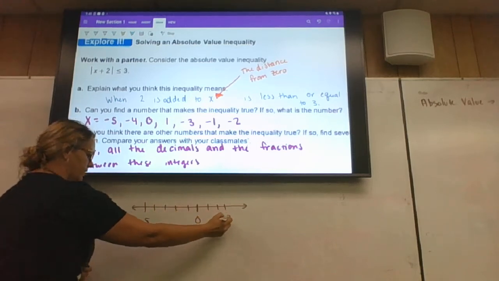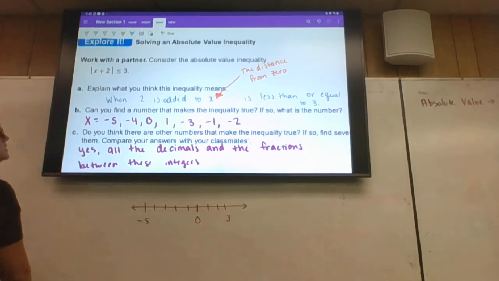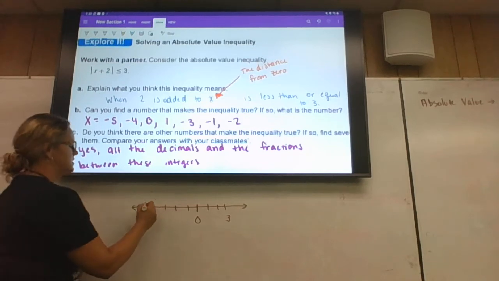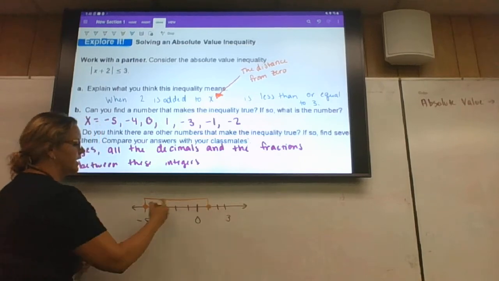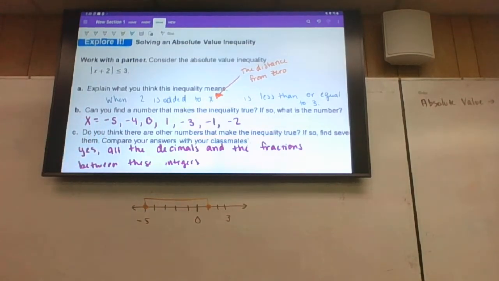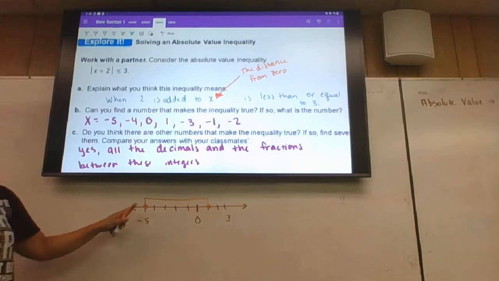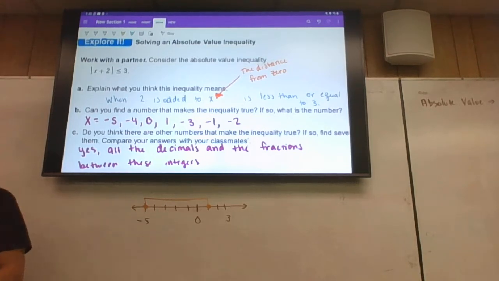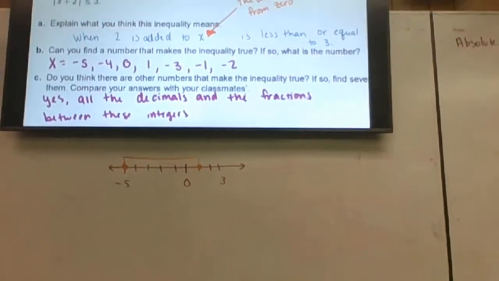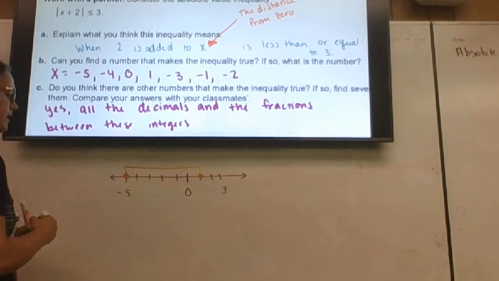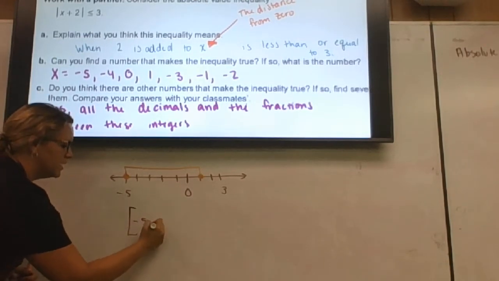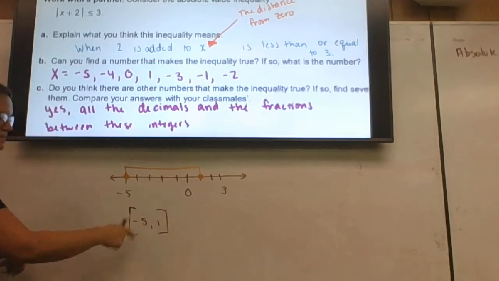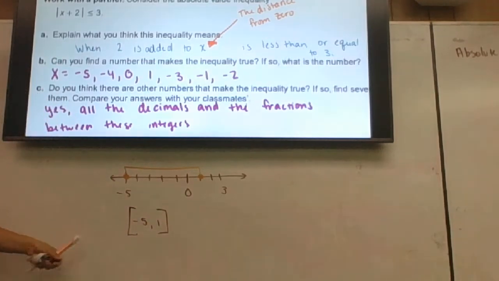Alright, there's -5, there's 1. So I'm going to do a solid dot at -5, and I'm going to show that it's everything in between -5 and 1. So for absolute value inequalities, one way to show the range of answers that'll make it true is on a number line. The other way is using interval notation that we talked about with domain and range. I only talked about it one day. I can show this by saying it's everything between -5 and 1. I'm going to require you to do both.